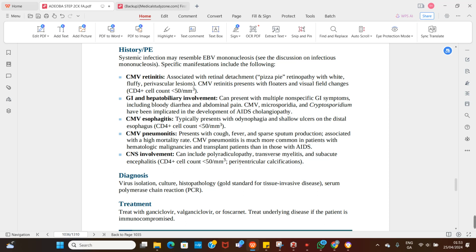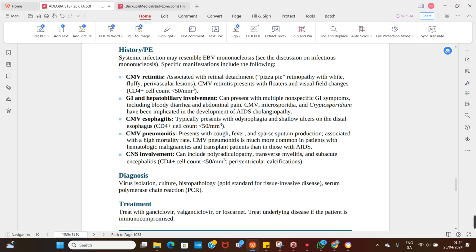CMV pneumonitis is just like all other atypical forms of pneumonia, just like we have already said. They will have a low-grade fever. They will have the cough, but the cough will never be productive. So they will have this sparse sputum production because it is part of the atypical causes of pneumonia, right? So it may be associated with high mortality, it can kill them, just like PCP pneumonitis too. Both of them high mortality. So it is very common in people that have undergone transplant or people with hematologic malignancies than those with AIDS. So that's that about CMV pneumonitis.